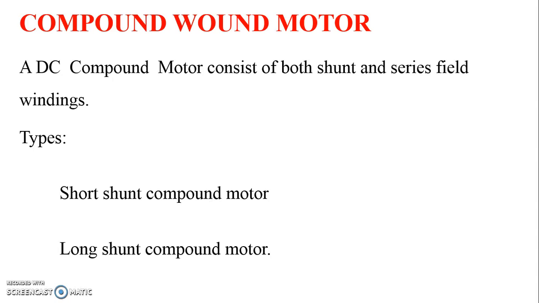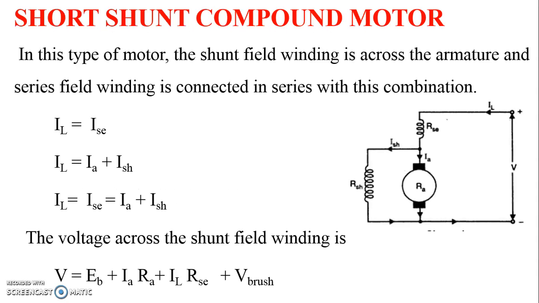Next is the compound wound DC motor. In a compound wound motor, it is a combination of both shunt and series field winding. That's why it is called compound wound. There are two types of compound wound DC motor available: one is the short shunt compound motor and the other is the long shunt compound motor. For a short shunt compound motor, the shunt field winding is connected across the armature, and the series field winding is connected in series with these two in combination.